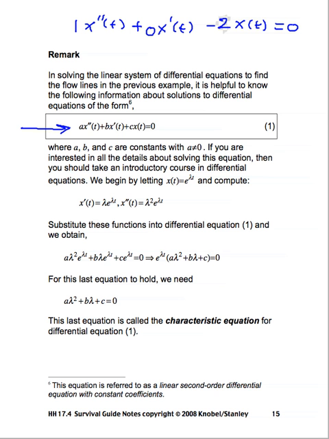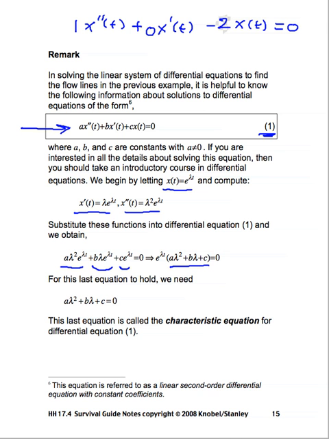And so to solve this differential equation, what you first do is you assume that the solution, because of the form of the differential equation, has the general form x of t equals e to the lambda t. And you compute x prime under that assumption and x double prime. And then you substitute into this equation 1. And so you get a times x double prime of t is a lambda squared e to the lambda t. B times x prime of t is just b times lambda e to the lambda t. And then you have c times x of t is c times e to the lambda t. That has to equal 0. Factor out e to the lambda t, and you get e to the lambda t times a lambda squared plus b lambda plus c equals 0.